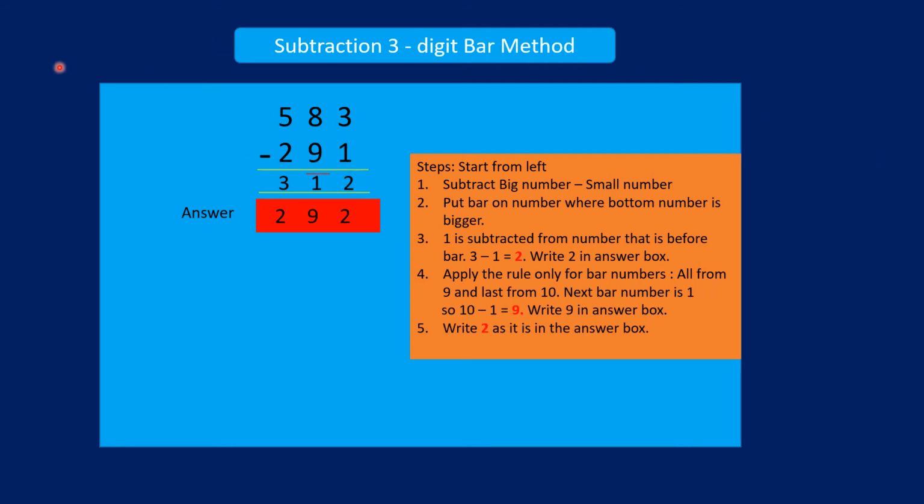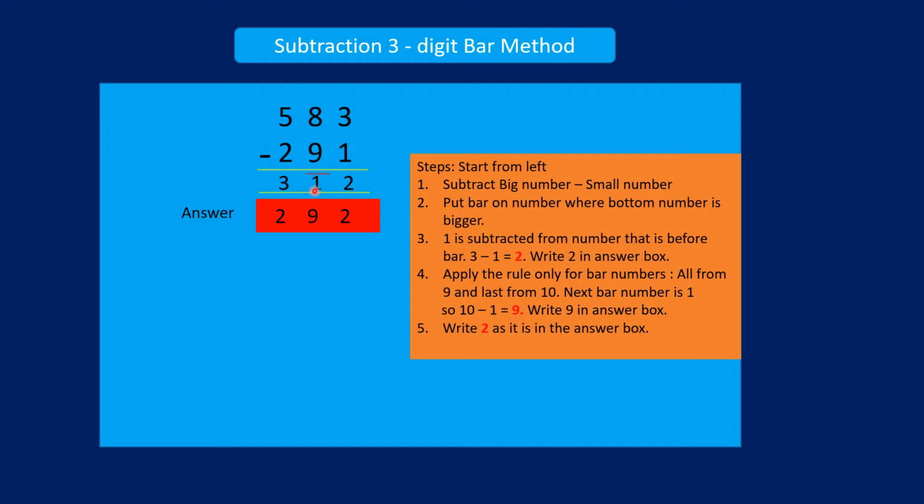One more example. 583 minus 291. Again, start from left. Big number minus small number. 5 minus 2, 3. 9 minus 8, 1. 3 minus 1, 2. Put bar on number where bottom number is bigger. So here bottom number is bigger, so we put bar on number 1.